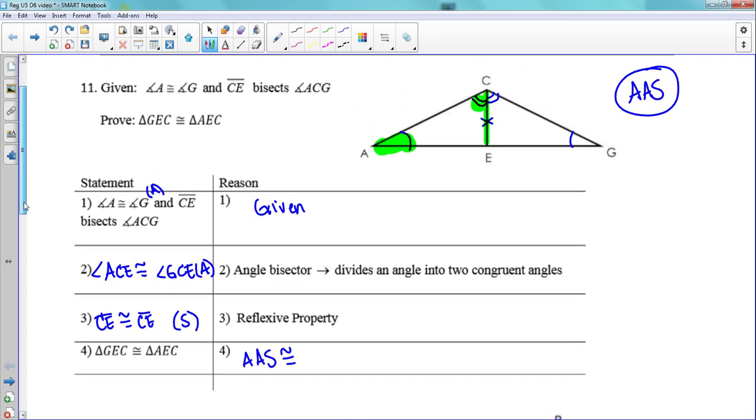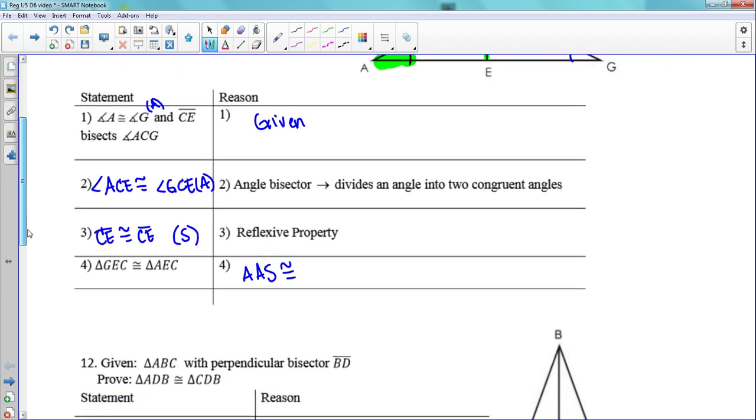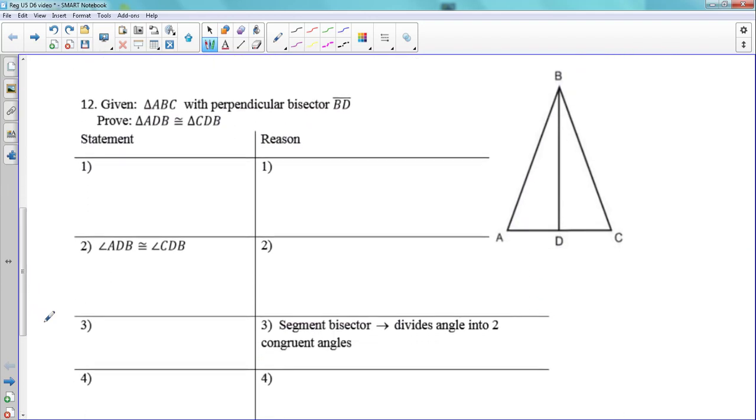So now that we've done one together, I want to guide you through the second one, but I want you to do a little bit more with it. So the first thing we want to do in number 12 is read our givens and mark our model. So take a moment to do that. Once you mark your model, I want you to think about which method you think you're going to use to prove that triangle ADB is congruent to triangle CDB.